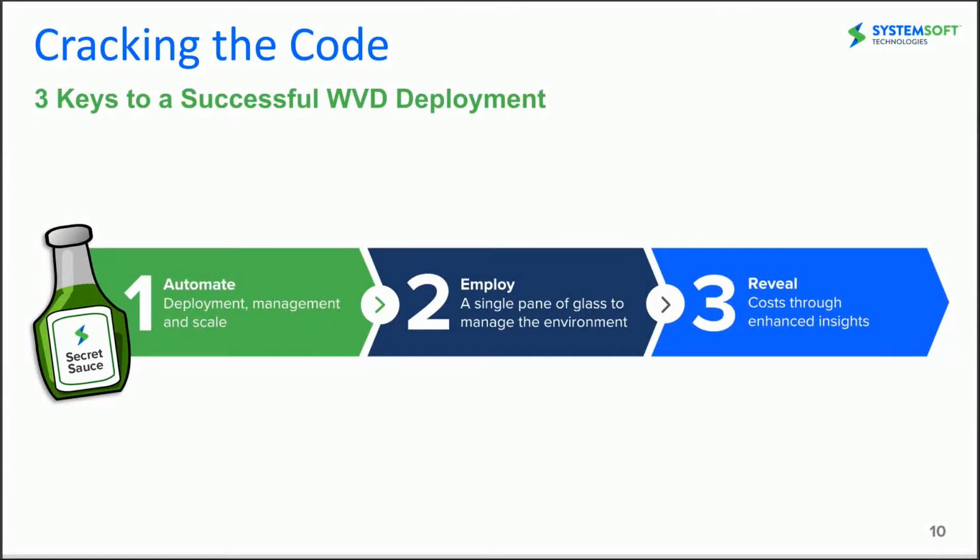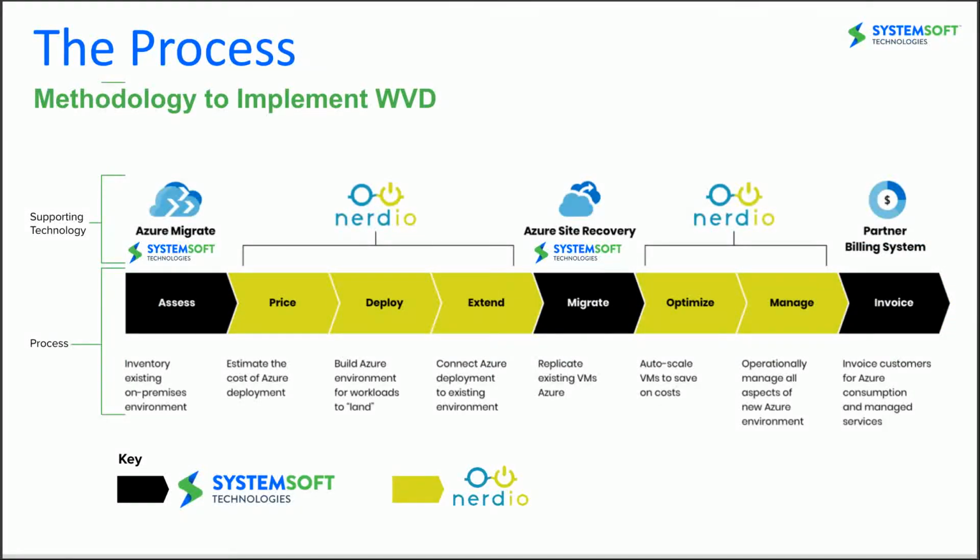And so that segues into our next portion of this discussion, which is: what are the 3 keys to a successful Windows Virtual Desktop deployment? And the good news is it's easy as 1, 2, 3. You need to automate the deployment. You need to employ a single pane of glass to manage that, so that once it's in the wild, you can see what's going on, and you need to understand your costs. So simple, right? Anybody could do it, right? So let me show you how we do that. And to do that, what we do is we incorporate a great tool called Nerdio.